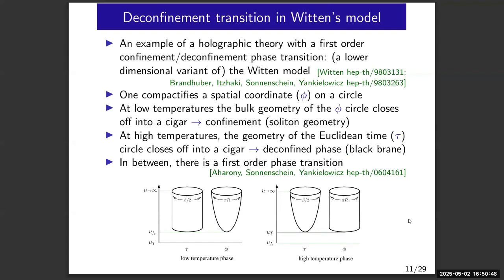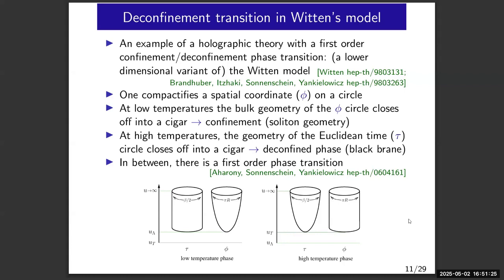At low temperature, the bulk geometry is the one where the circle obtained by compactifying one of the spatial coordinates closes off into a cigar in the bulk. So this is what I denoted here. Okay, so you are going to finite temperature. So this means that you also compactified the Euclidean time in the system. So then you have two compactified coordinates: the Euclidean time and this extra spatial coordinate which has been compactified. And then you have these two symmetric solutions.